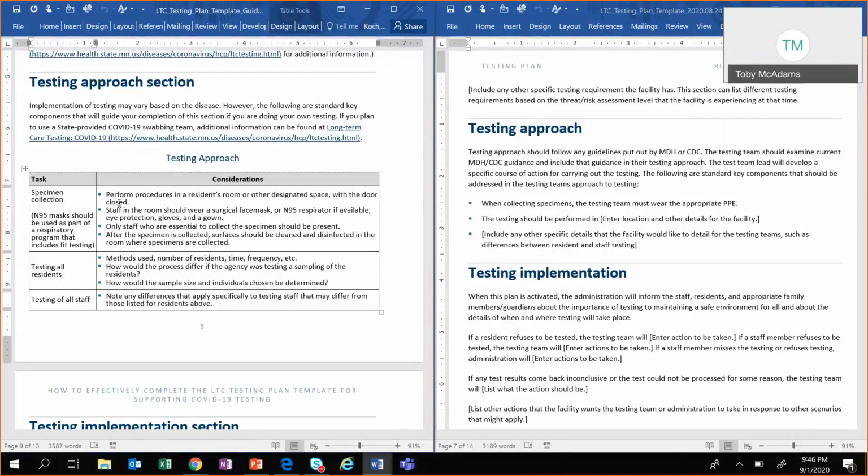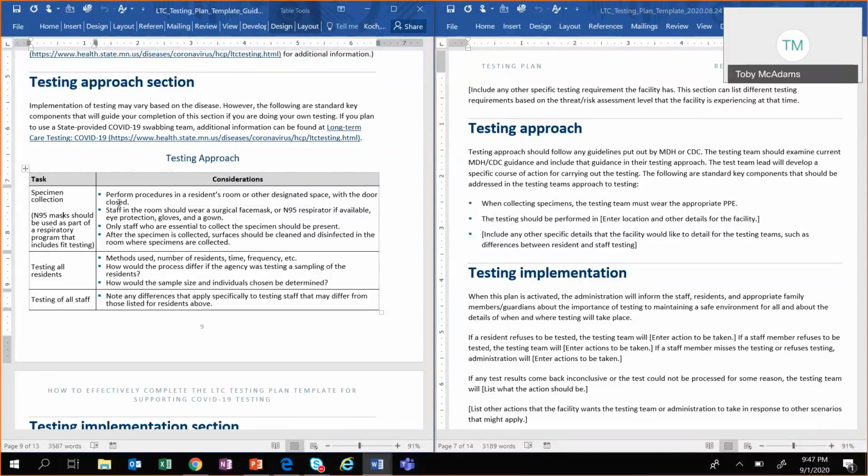Are you thinking about testing all at once, or are you going to space it out throughout the day? Are you going to do it once a week versus once every other week versus once a month? Those are the kinds of considerations you want to be thinking about as you complete this testing approach. And then we once again come back to what the nuances are between the approach of testing your residents versus testing your staff. Are there any? And if there are, please write them down.